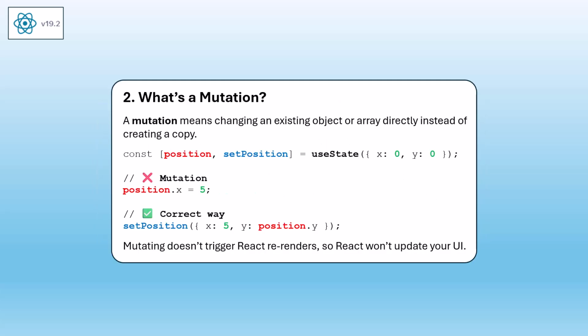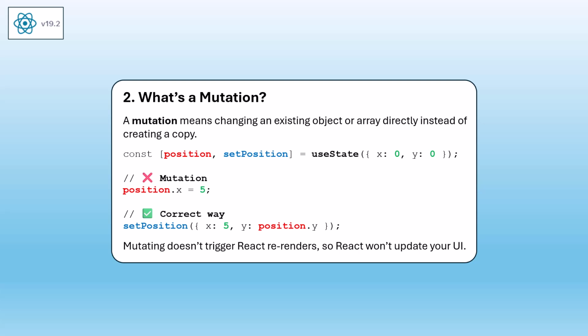2. What's a mutation? In JavaScript, you can store many types of values in state: numbers, strings, and booleans, for example. These primitive values are immutable, meaning they cannot be changed once created. When you update a number in state, you're not modifying the original number. You're replacing it entirely with a new value.